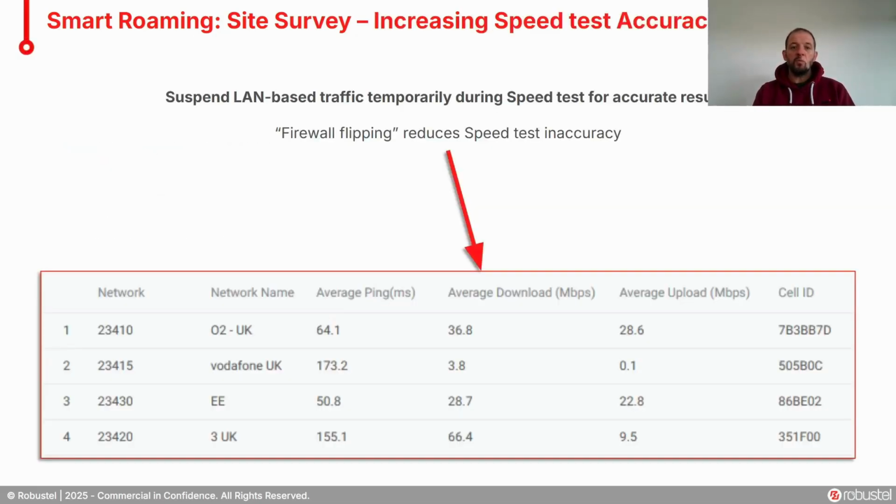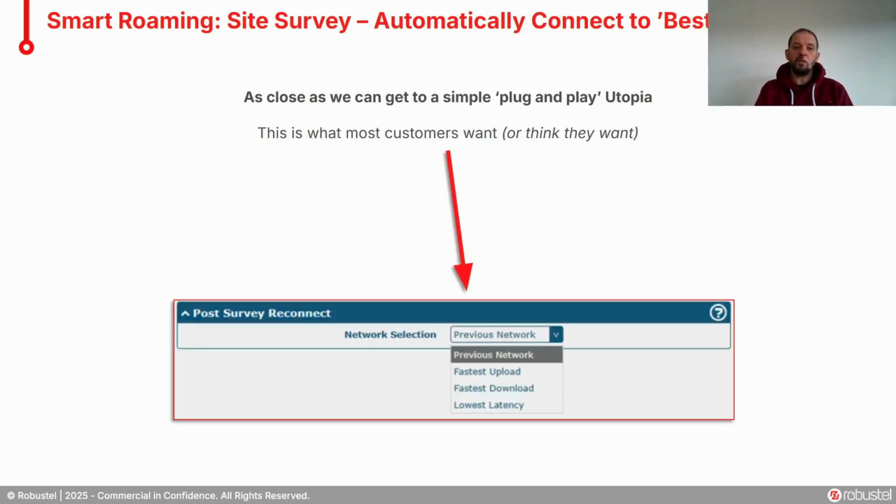So one of the smart things under the bonnet, won't go into too much detail, but when we run a speed test in Site Survey, we suspend any existing internet traffic. So you get a more accurate speed test. Generally, if you go onto a router, click a button, say run a speed test, if there's any other data going through, maybe an IP camera, it's going to skew the results. So it's a really nice flip the firewall, suspend traffic, flip it back again during the site survey period.